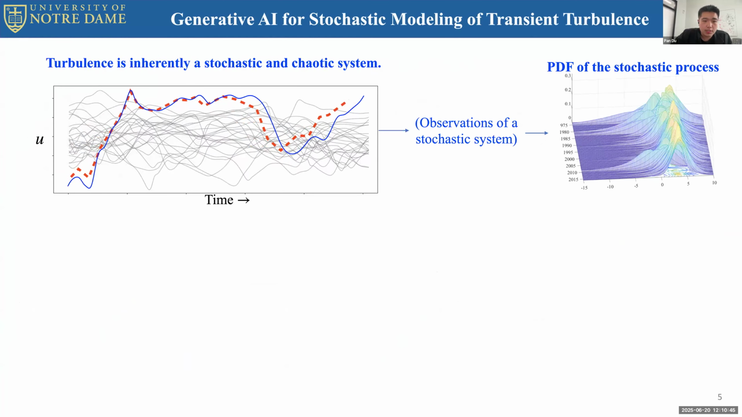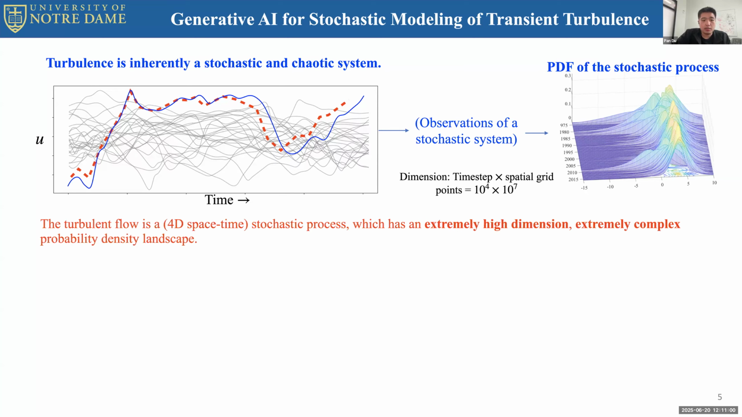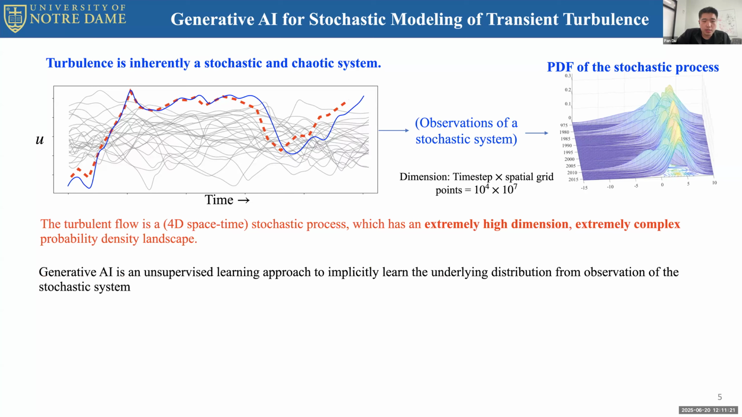So since turbulence is a stochastic and chaotic system, it can be described as a probability density function. And we propose a new way to learn the underlying PDF of this stochastic system. Typically, turbulence flow is in 4D space-time, meaning 3D in space and 1D in time, and it has an extremely high dimension. They usually use very high resolution grids and time discretization. This results in a very complex probability landscape, and we are using generative AI technologies to learn the underlying probability distribution.